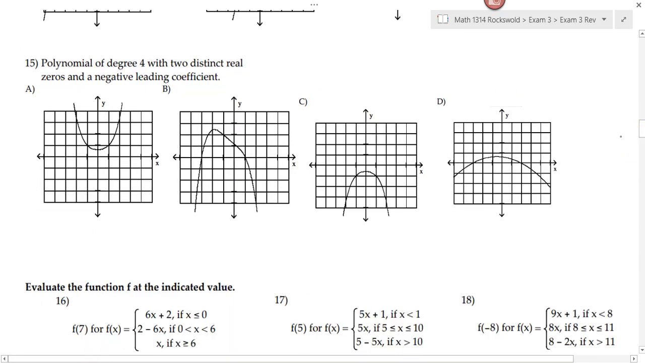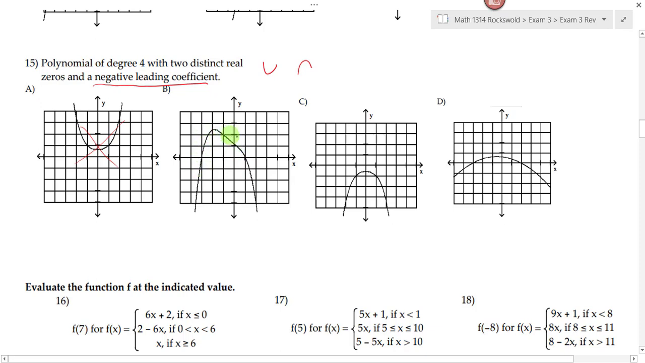On 15, we have a polynomial of degree 4. What does that degree 4 tell us about our endpoints? They're going in the same direction with two distinct real zeros. Oh, and we have a negative leading coefficient. So is it going to smile or frown? It's going to frown, so it's not A. And could it be B? Do we have two distinct zeros and a negative leading coefficient? Yep. Does this look like a fourth degree?